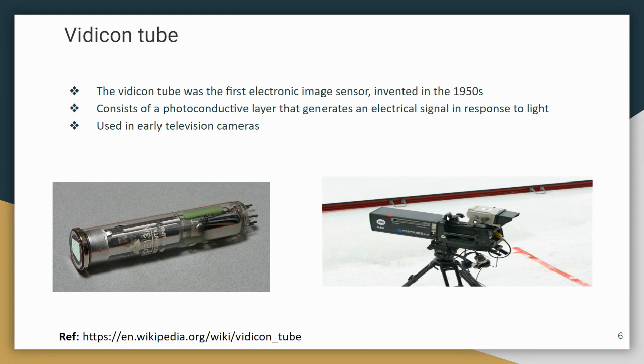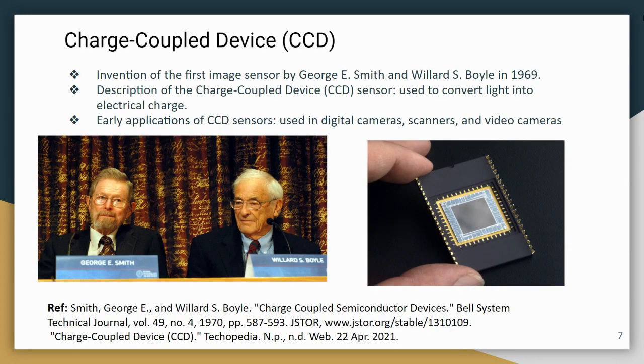Before the invention of CCD or CMOS, the Vidicon tube was used in television cameras, but nowadays CMOS image sensors are used in television cameras. Let's move on to the next discovery.